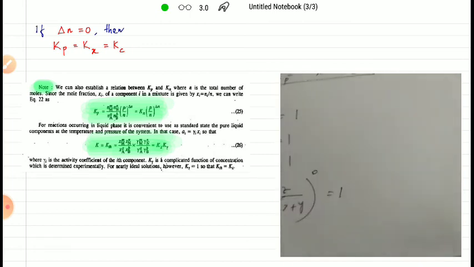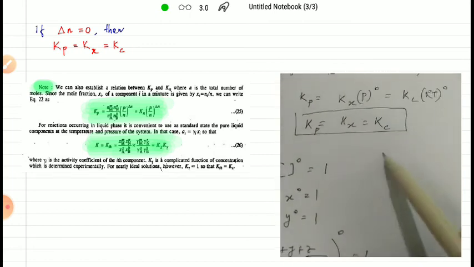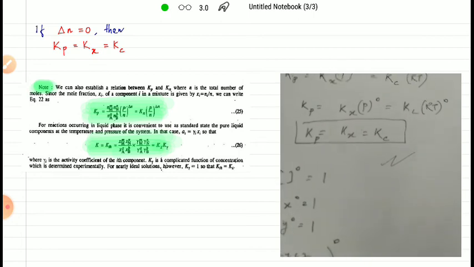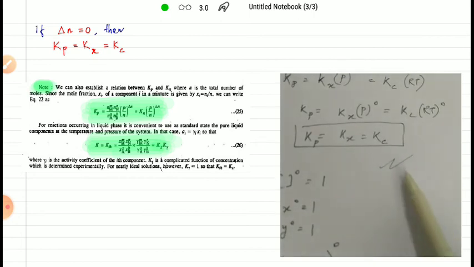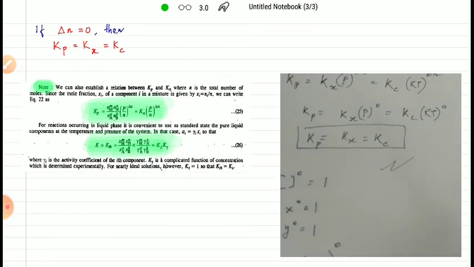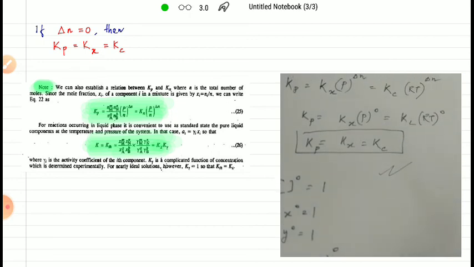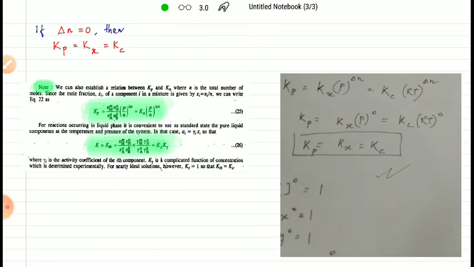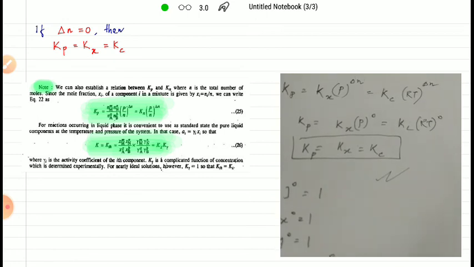So I hope you understand up to this one. In your syllabus, up to this is there in your chemical equilibrium chapter. In the next class we will mainly discuss the ionic equilibrium part.